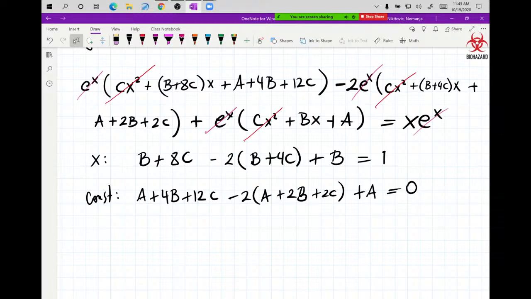I'm not crying, you're crying. B's are gone. Something is wrong. Something is wrong, because as you can see, they all canceled here, and I just have 0 equals 1 in this one. Yeah, some arithmetic somewhere went wrong, and look what I got.